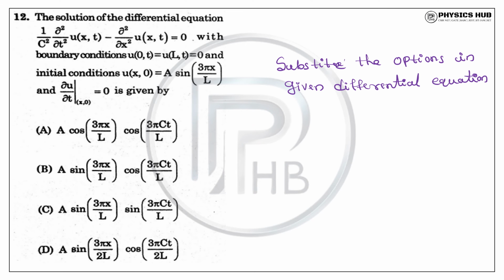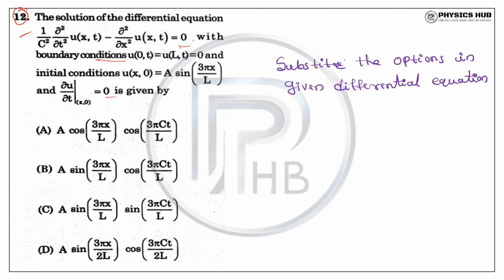Next question. The solution of the differential equation 1 by c square dou square by dou t square u of x comma t minus dou square by dou x square u of x comma t is equal to 0, with the boundary conditions u of 0 comma t is equal to u of l comma t is equal to 0, and the initial condition u of x comma 0 is equal to a sin 3 pi x by l and dou u by dou t at pi comma 0 is equal to 0, is given by.